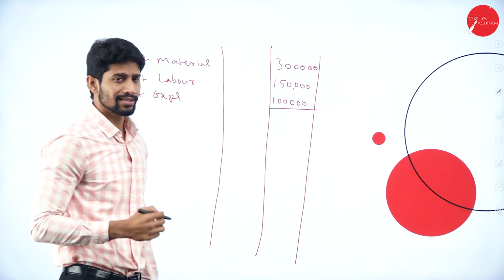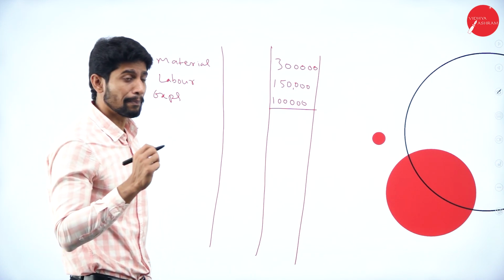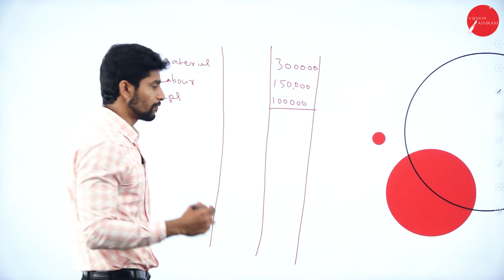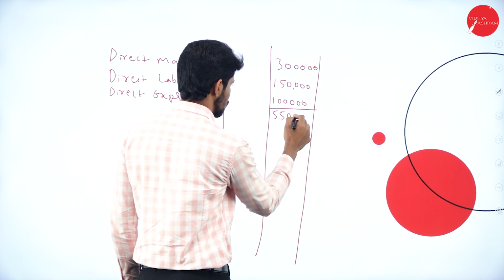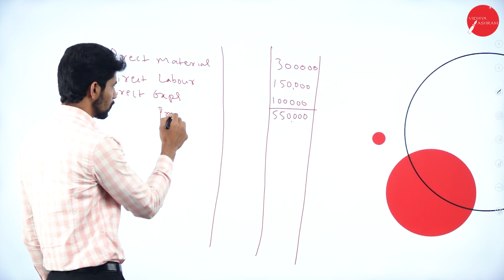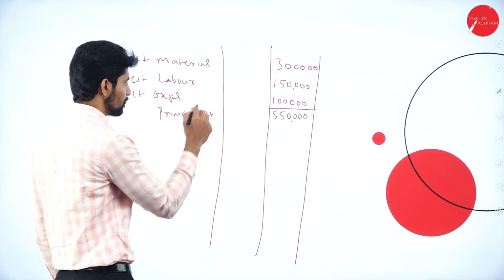So now add these 3 items. What are you going to get? Yes, you are going to get prime cost. So 3 lakh plus 1 lakh 50, 4 lakh 50, 4 lakh 50 plus 1 lakh, 5 lakh 50,000. So this 5 lakh 50,000 is called prime cost.